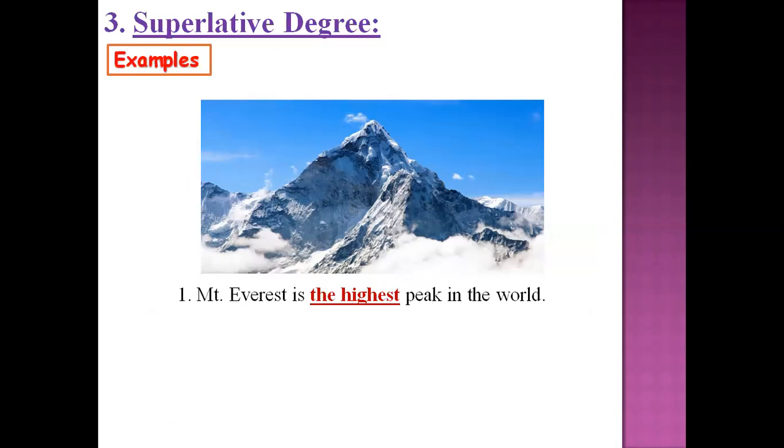Degrees of comparison, the third one is called superlative degree. And one example I would like to share with you: Mount Everest is the highest peak in the world. Here we used "the" for a superlative degree. This is called an article, especially the definite article. So before an adjective, we use the definite article "the".